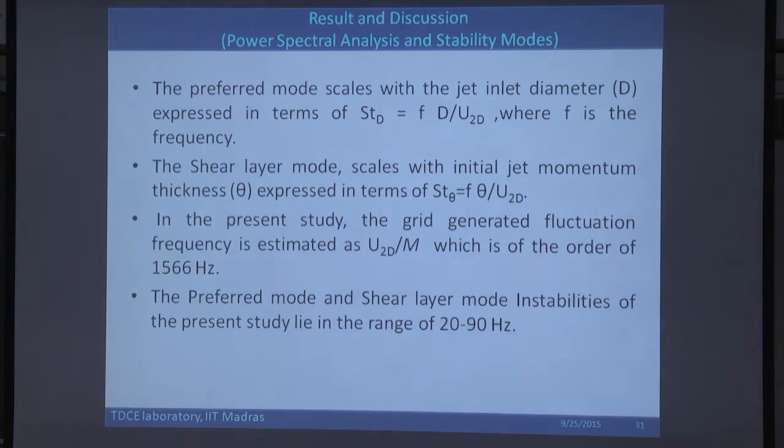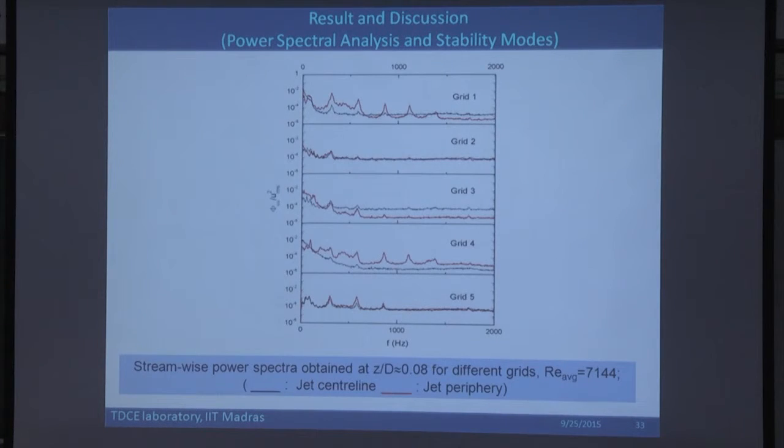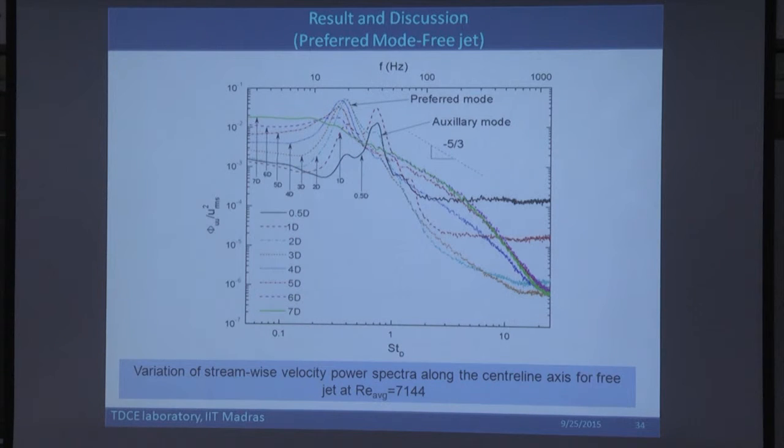So now we go for the power spectral analysis. You could see that this is the power spectral analysis for a preferred mode. It is in the center line, jet center line. You could see that there is one particular frequency at which you have a maximum value of Strouhal number. This is the preferred mode frequency. This is for a free jet.